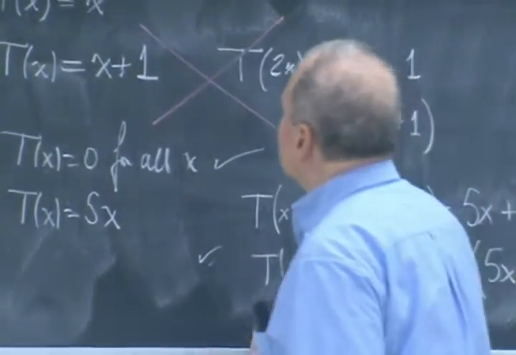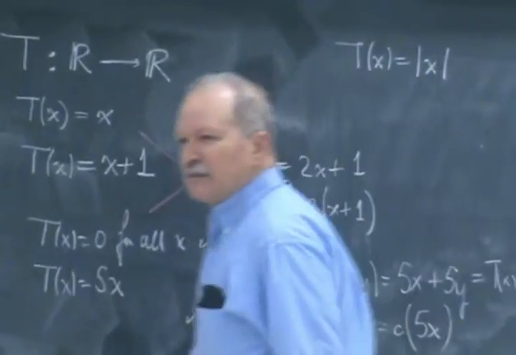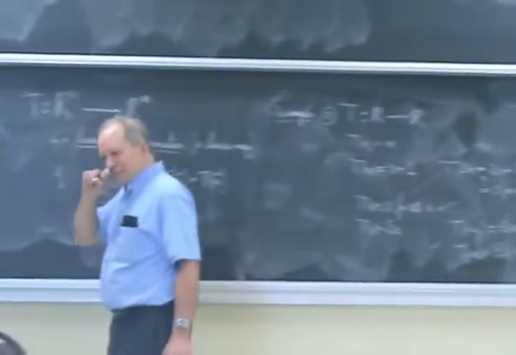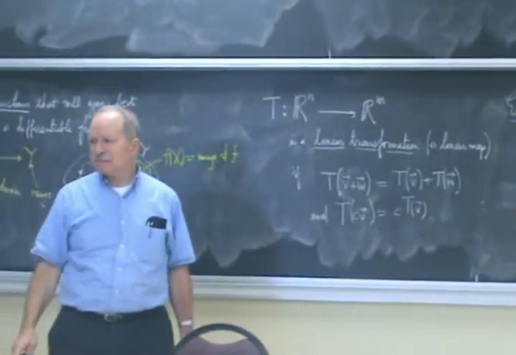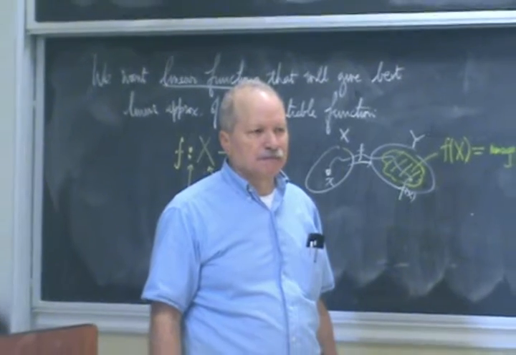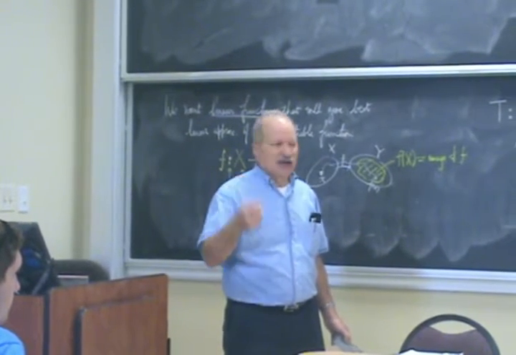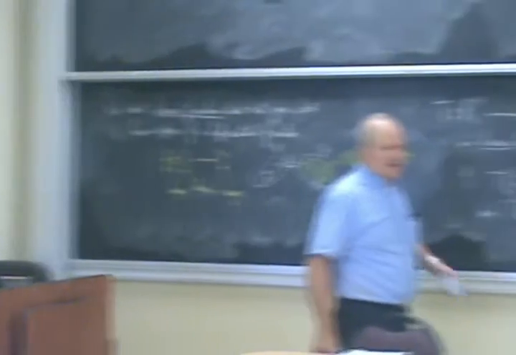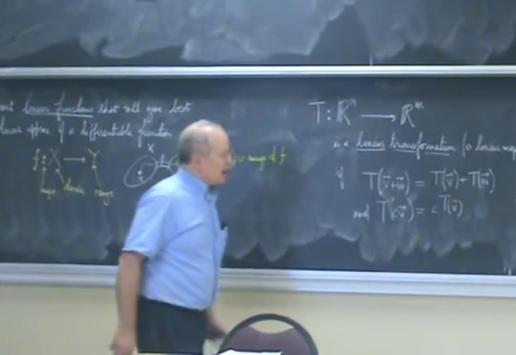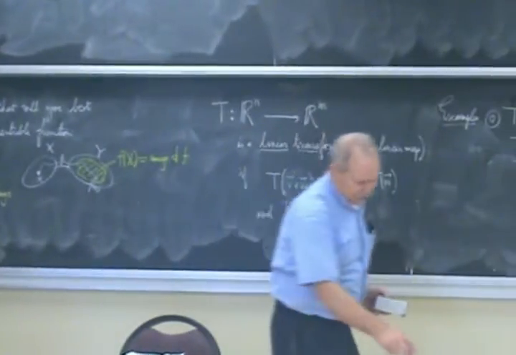What about this one? Absolute value of x. What goes wrong? If you multiply by a negative scalar. Okay. Negative scalars mess up. Addition, as Nick points out, will also mess up. So that doesn't work. All right.